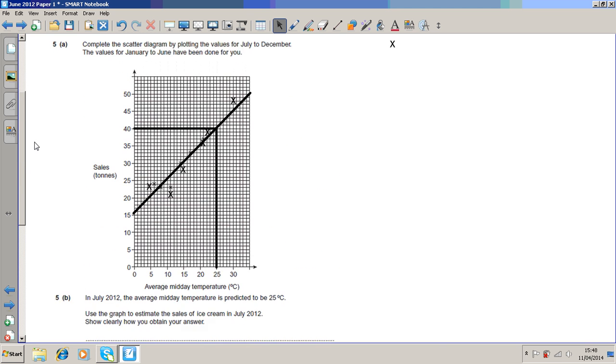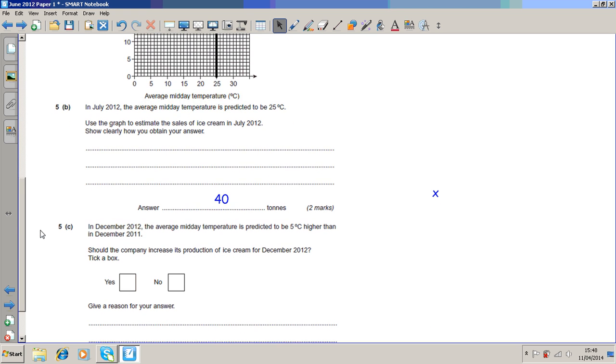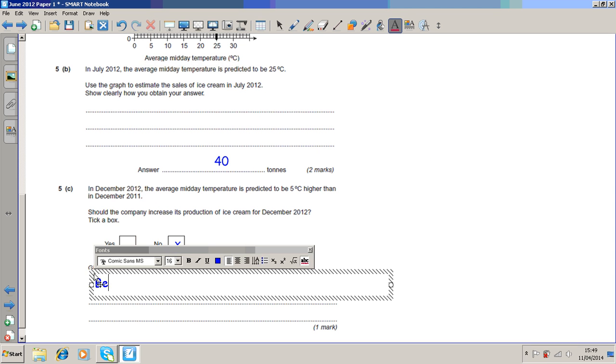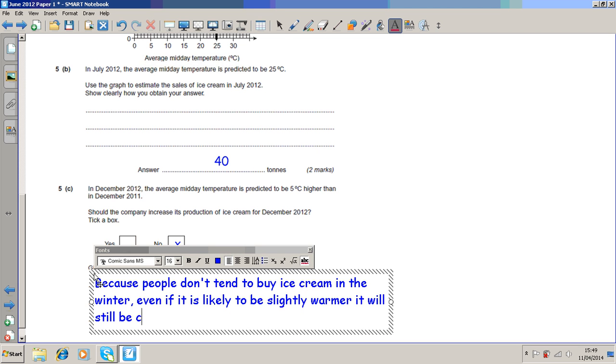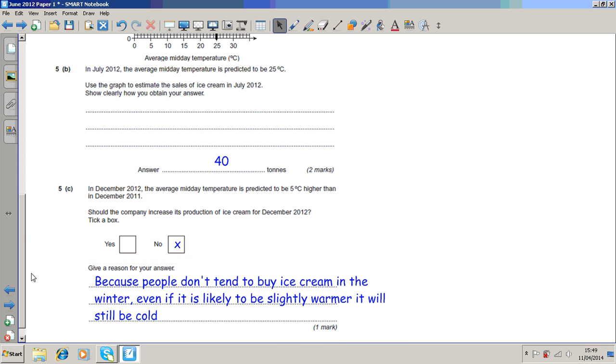Just because the temperature has improved, it's not likely you're going to sell many more ice creams in December, because people don't tend to buy ice creams in December. So I would say that's a no on that one, and the reason being is because people don't tend to buy ice cream in the winter, even if it is likely to be slightly warmer, it will still be cold. Something like that I think will be just fine and dandy.